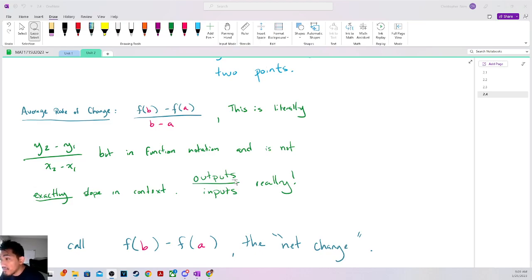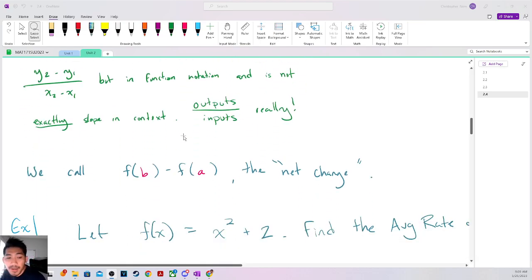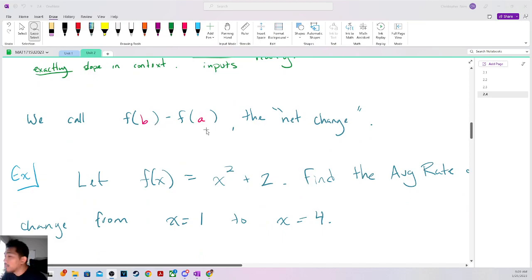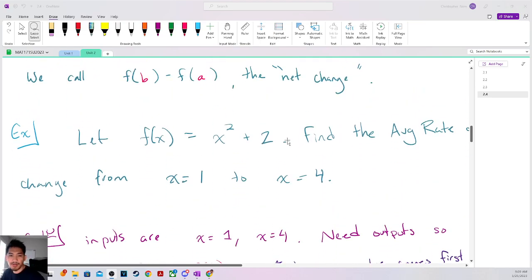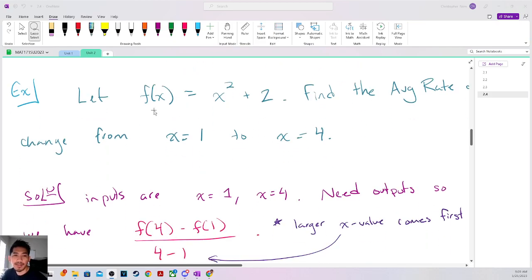It's just outputs over your inputs, but you have to find a distance between the two outputs, and you have to find a distance between the two inputs. Okay? We call the outputs subtracting each other the net change. All right? So let's look at f of x equals x squared plus 2.